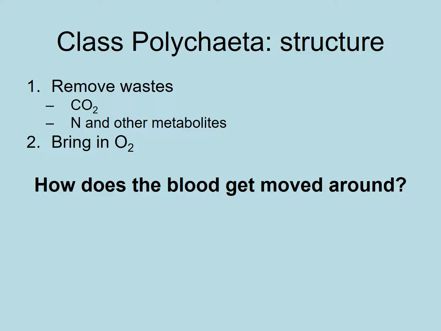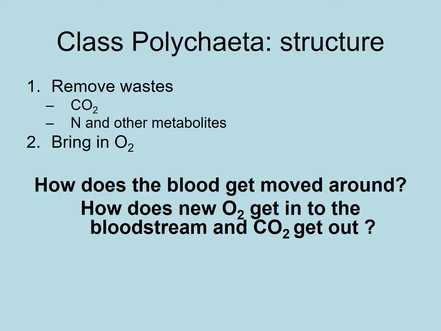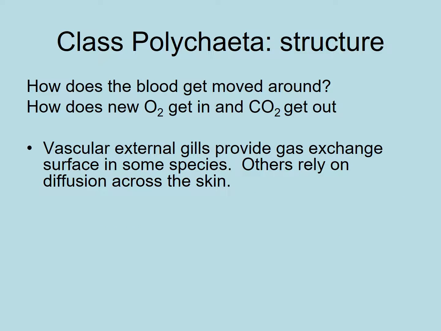How does the blood get moved around? It gets moved around with paired hearts in each segment. And how does the oxygen and the CO2 get exchanged? Well, just like you saw in mammals, birds, and fish, you saw that there were gills, and polychaetas can have gills. But also, sometimes they just have highly vascularized skin, so the blood is circulated very close to the skin, and then the oxygen and waste just diffuse in and out through the skin.